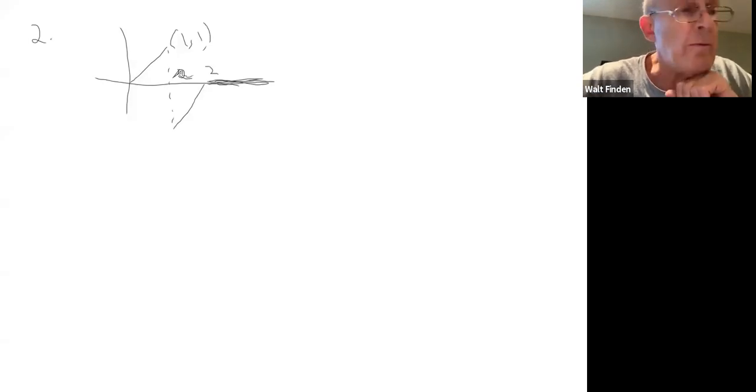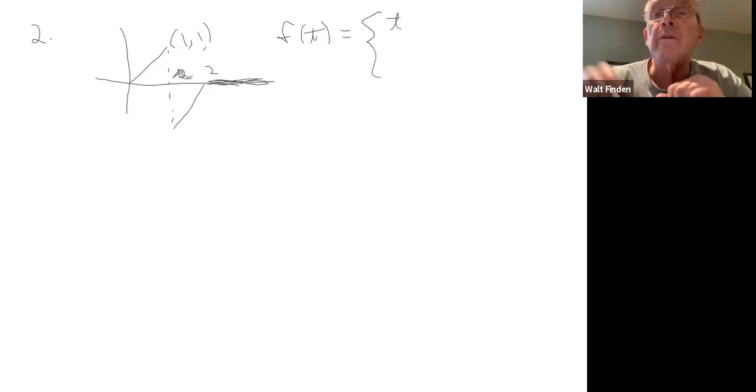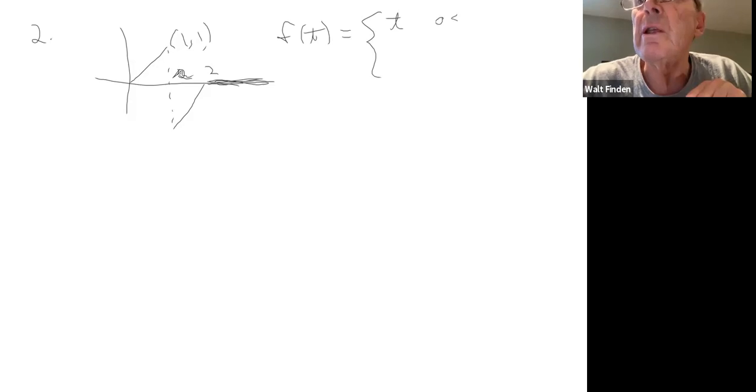And so if I write this f of t down, this is the picture for f of t, but I need to write it in terms of cases. And so it is t for t between 0 and 1. It is t minus 2 for 1 less than t less than 2. And it is 0 for t greater than 2.